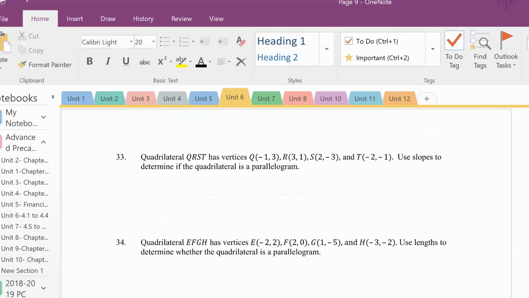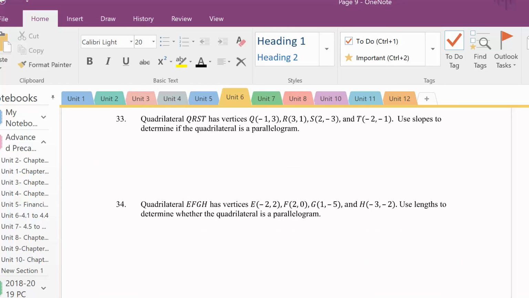Which leads us to the next set of problems. So here it gives you 4 points, and you want to prove that it is a parallelogram using slope.